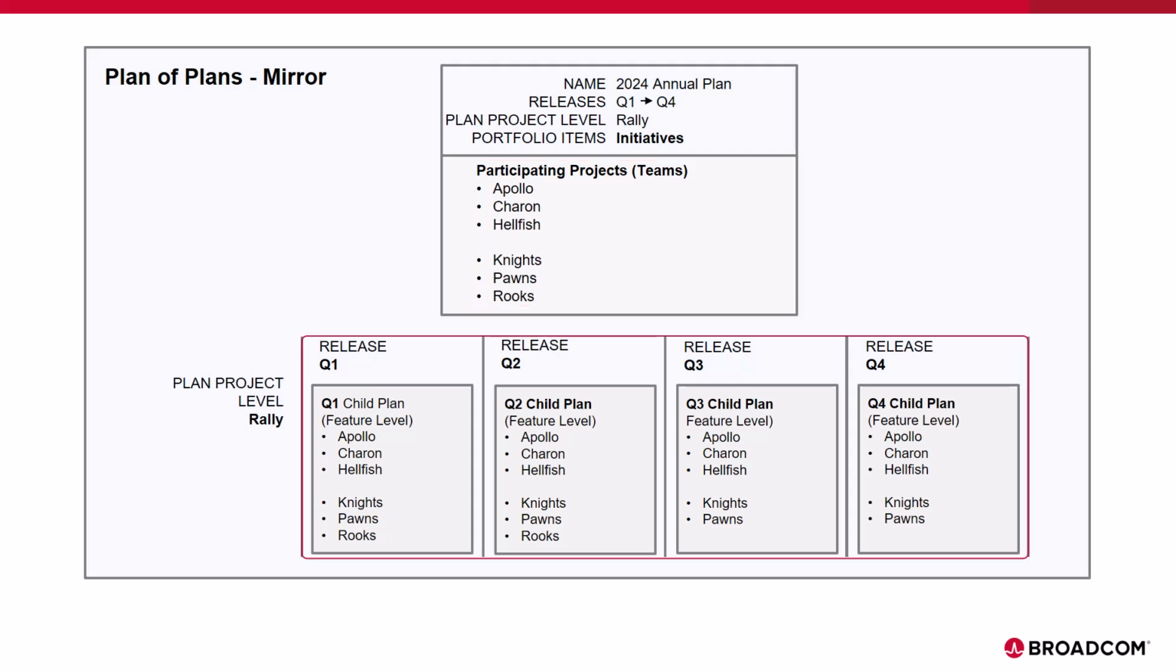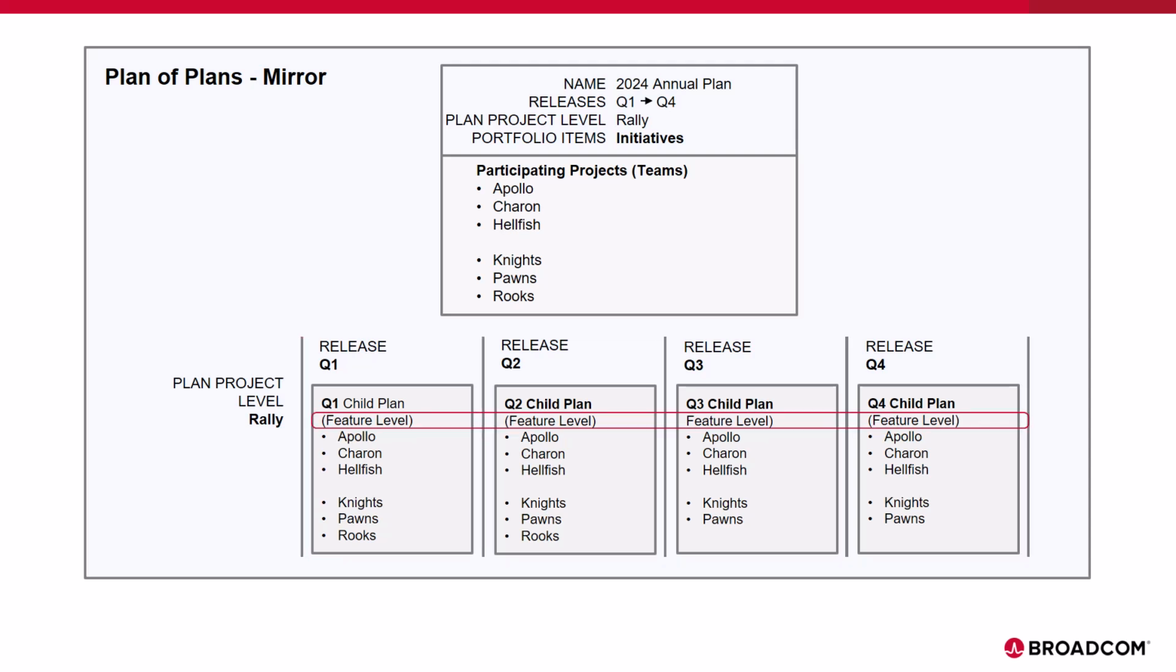We've connected 4 child plans, one for each quarter, and these child plans were also created at the feature level and in the Rally project, but they could have been created anywhere. But do notice that we don't have separate plans for Rally and for Apneta. A mirror plan will have one child plan for each release, and each child plan has the individual teams for both products in one plan. Again, because we don't have a hierarchical relationship, the teams in our plan of plans and the teams in our connected release plans mirror each other.